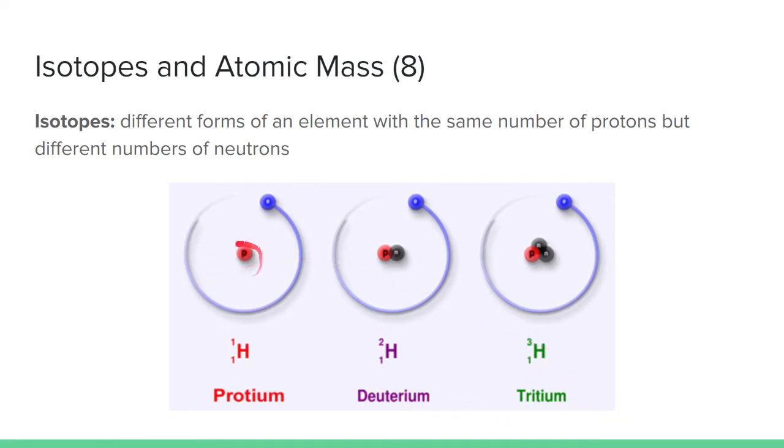Hydrogen mostly exists as one proton and one electron. But we can also add more neutrons to the center of the atom. This creates isotopes. All of the elements, or all of the atoms that we see here, are the same elements. They only differ by their mass number, which is changing the number of neutrons.